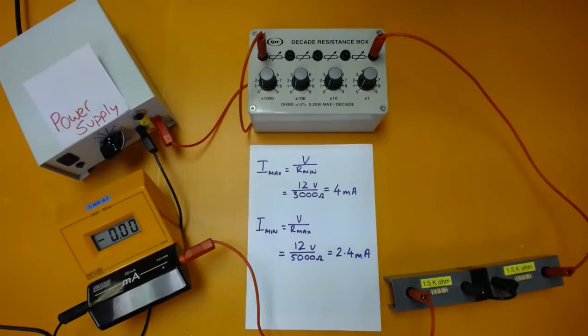So we can calculate our maximum current as the voltage divided by the minimum resistance. So 12 volts divided by 3000 ohms, and that gives us 4 milliamps. The minimum current is 12 volts divided by the maximum resistance. So 12 volts divided by 5,000, and that equals 2.4 milliamps.